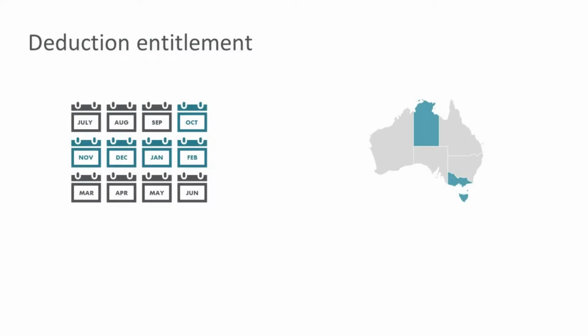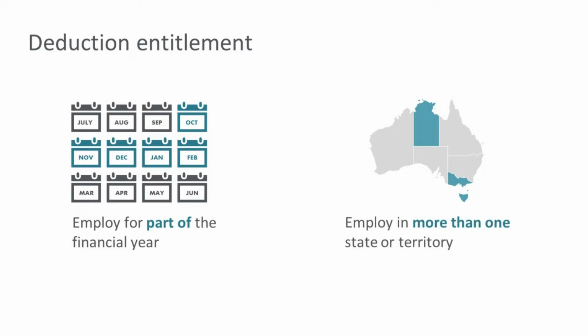In some circumstances, you may only be entitled to a portion of the deduction entitlement. This will happen when you only employ for part of the financial year and/or you employ and pay wages in more than one state or territory. In these circumstances, you will receive a reduced deduction. We will now go through some examples of how this works.